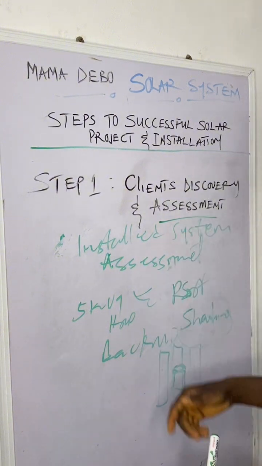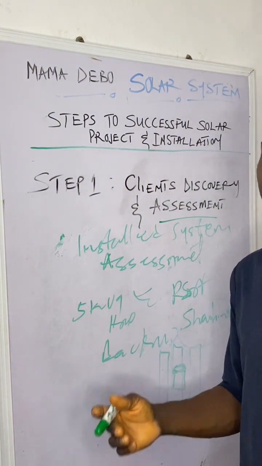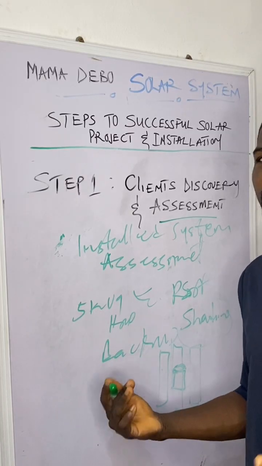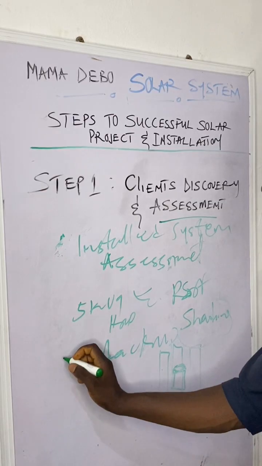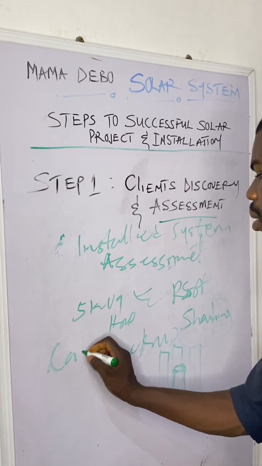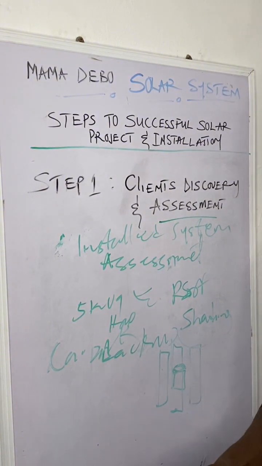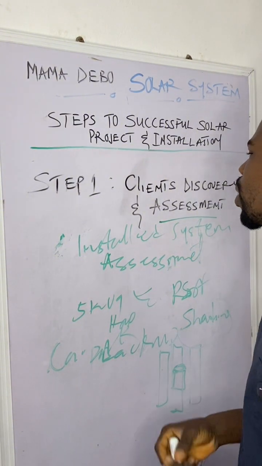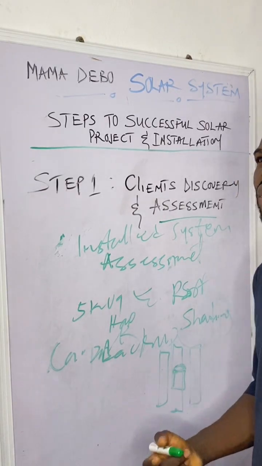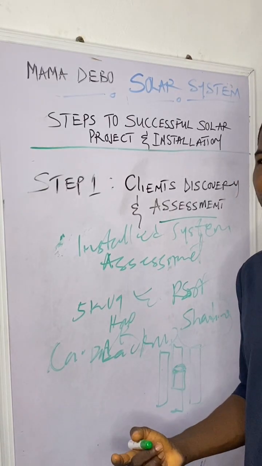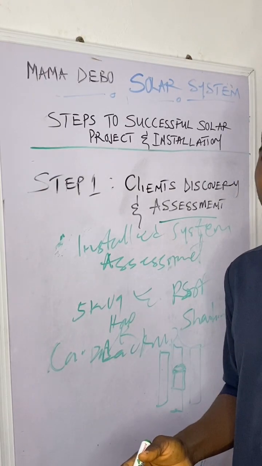So during the assessment, that is when you are going to check, okay, will this be conducive for the solar panel? If there will be a need to put the solar panel as a car park, you are going to check. So once you check, once you know that, it will now lead you to the second step to a successful solar project. That's after you carry out your assessment. Assessment is the first step.